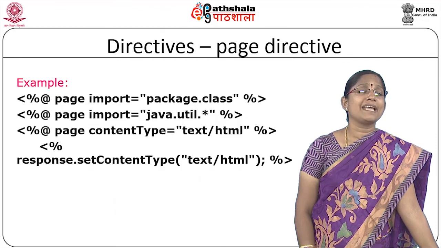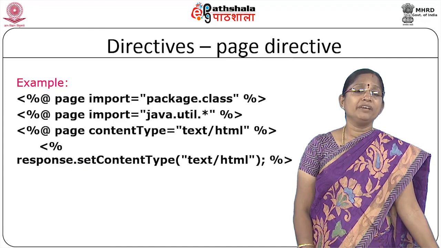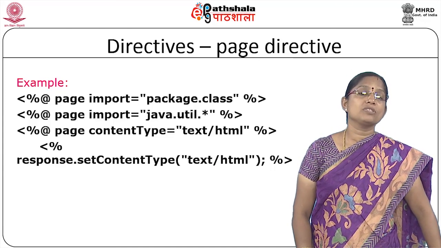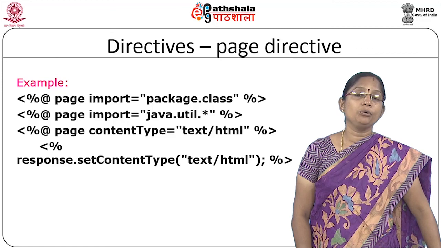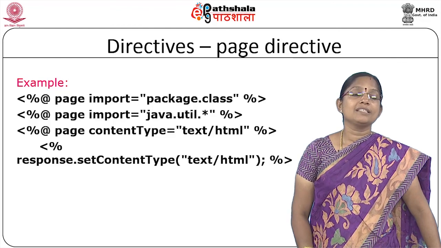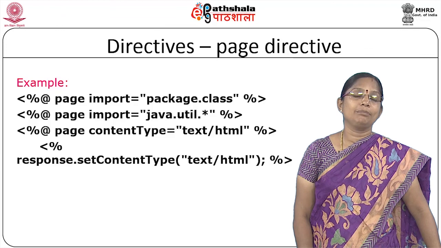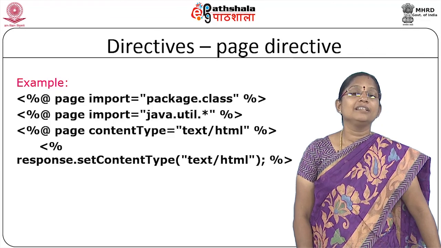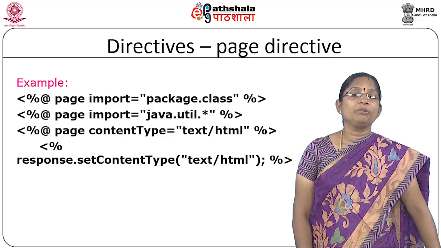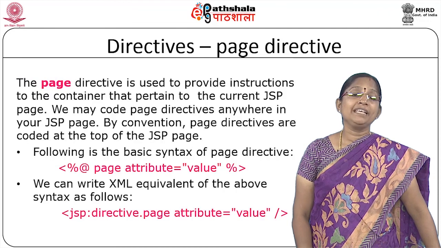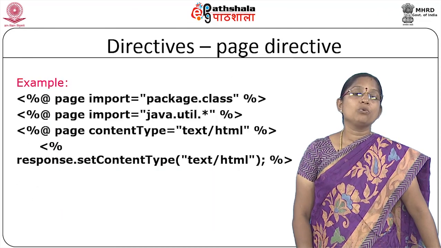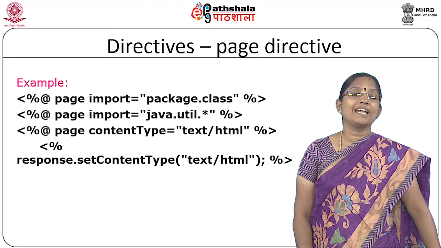Now, you can see some examples. For the page directive, one of the attributes is the import attribute. Suppose I want to import a particular package, java.util, into my JSP page, then I can use page import equals java.util. The second attribute is content type, which says which type of content the web file is following, whether text or HTML. Likewise, many attributes are available for a page directive. Two of them have been explained here, import and content type.